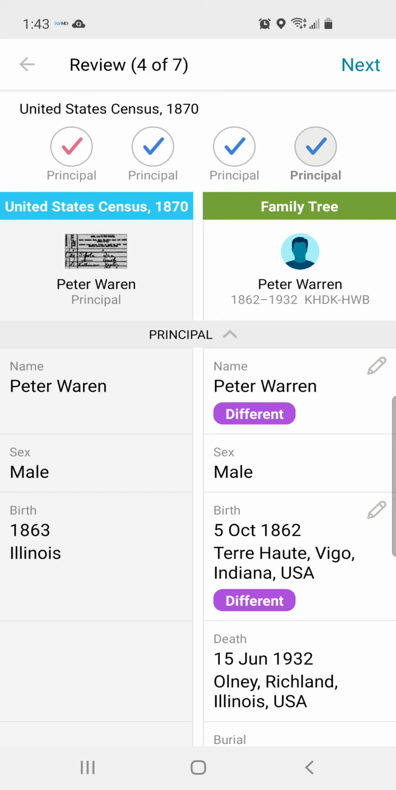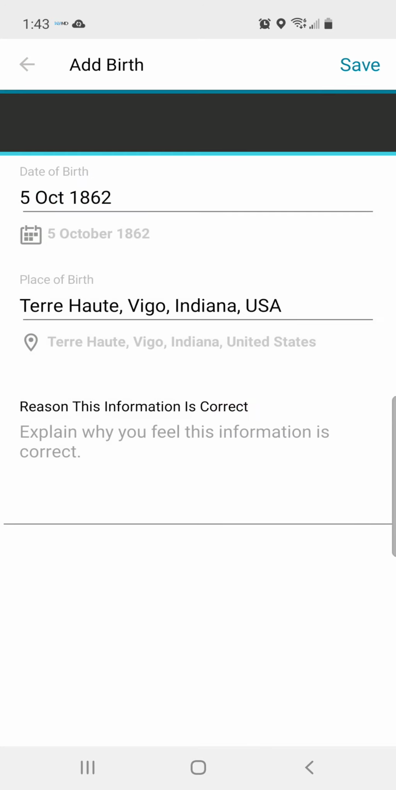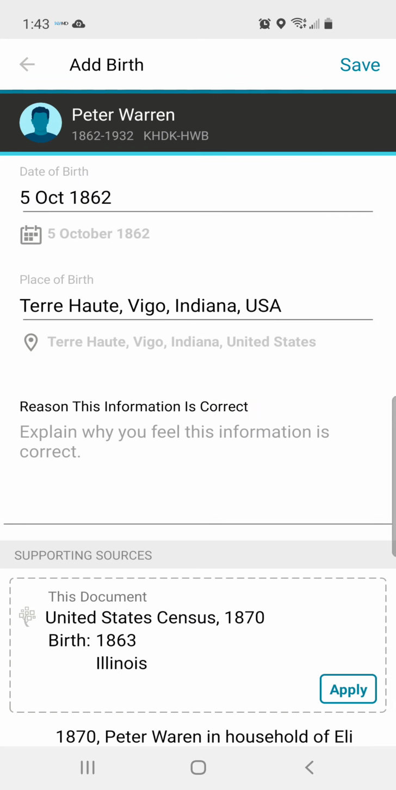First off, I'm going to do a quick edit here. Here is Peter Warren, and you can see the format needs changing. The reason FamilySearch is saying it is that there is a difference between the information on the left and the information on the right. But when I look at it, I see that the format is not correct for FamilySearch's standards either. So I'm tapping on the pencil, and it's October, as you see below in light gray. It should be 5 October 1862.